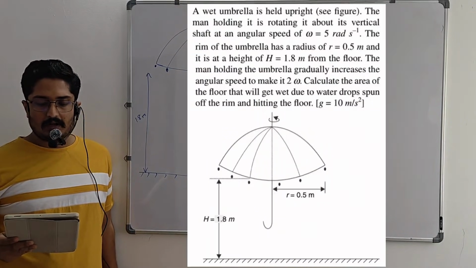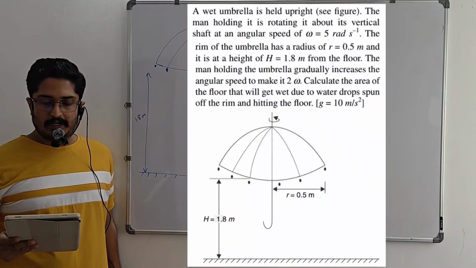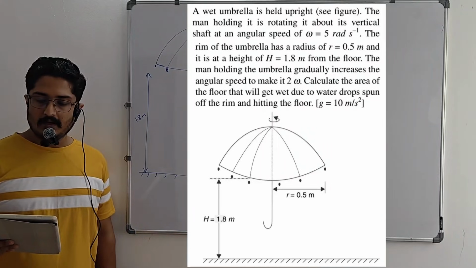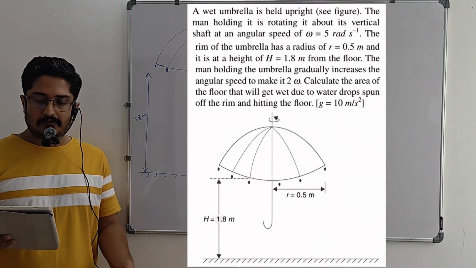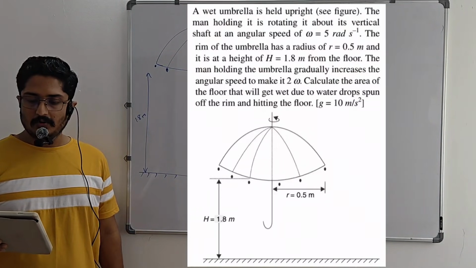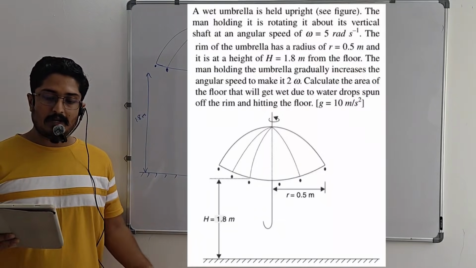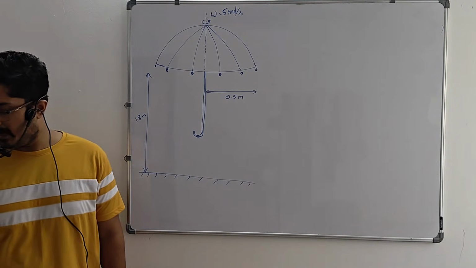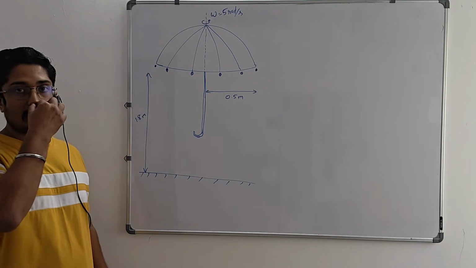The man holding the umbrella gradually increases the angular speed to make it 2 omega. Calculate the area of the floor that will get wet due to the water drops spinning off the rim and hitting the floor. They have given the g value as 10 meter per second square.